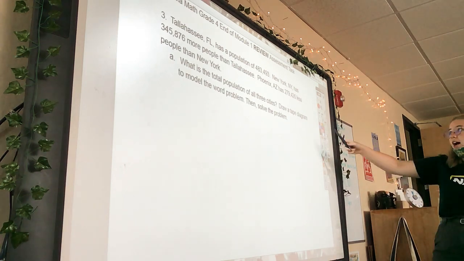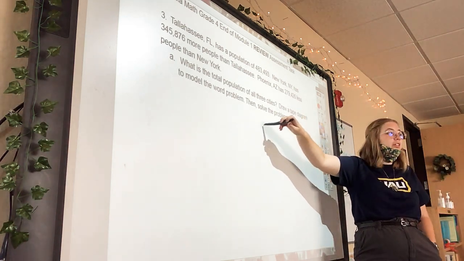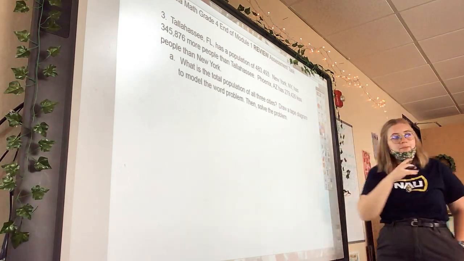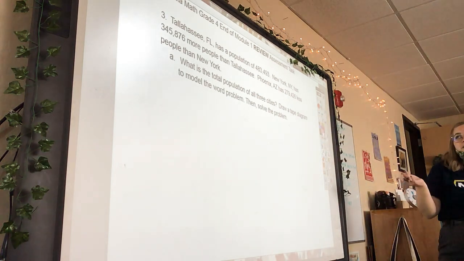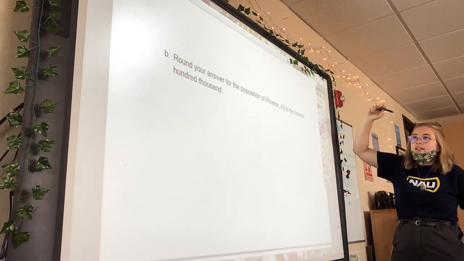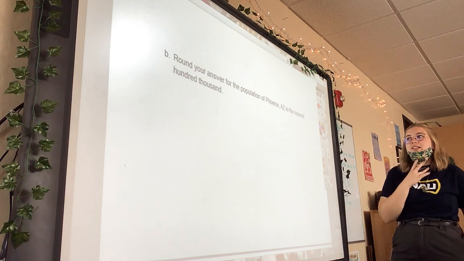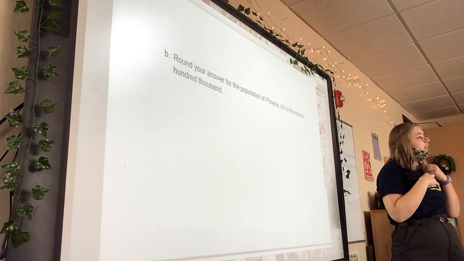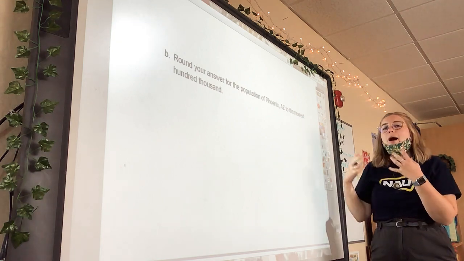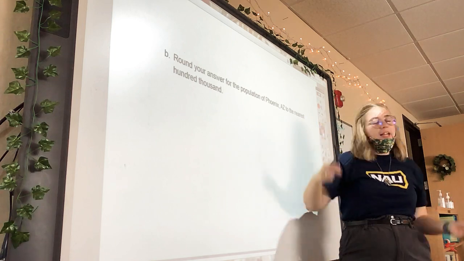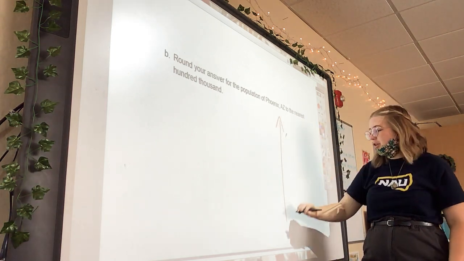So you're going to draw a tape diagram to show your thinking, okay? You may have to draw more than one, right? Draw one for like each city, okay? And then solve the problem. Is everybody good on 3A? Yes. All right, great. Then 3B, you're going to round your answer for the population of Phoenix to the nearest 100,000. So you're going to take the population of Phoenix and you're going to round it to the nearest 100,000, okay? If you need to do like a vertical number line, you totally can.